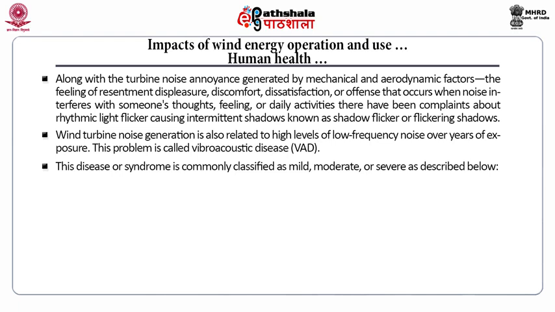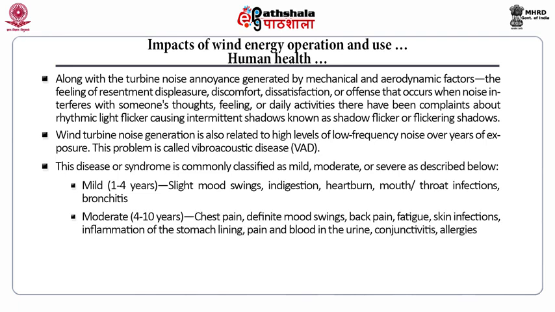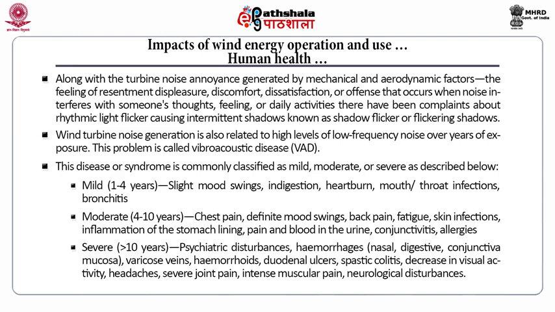This disease or syndrome is commonly classified as mild, moderate or severe. Mild, if exposure is for 1 to 4 years, includes symptoms like slight mood swings, indigestion, heartburn, mouth or throat infection, bronchitis. Moderate, if exposed for 4 to 10 years, includes chest pain, definite mood swings, back pain, fatigue, skin infection, inflammation of the stomach lining, pain and blood in the urine, conjunctivitis, allergies, and other symptoms. Severe, if exposed for more than 10 years, includes psychiatric disturbances, hemorrhages in nasal, digestive and conjunctiva mucosa, varicose veins, hemorrhoids, duodenal ulcers, spastic colitis, decrease in visual activities, headache, joint pain, muscular pain, and neurological disturbances.